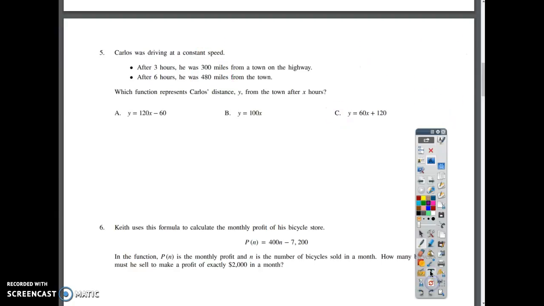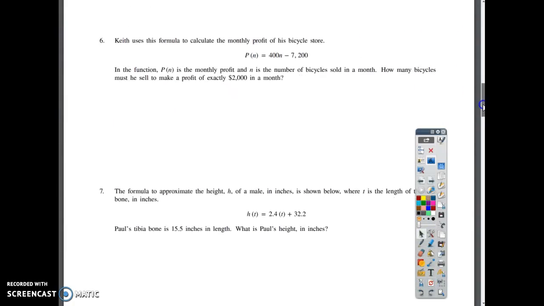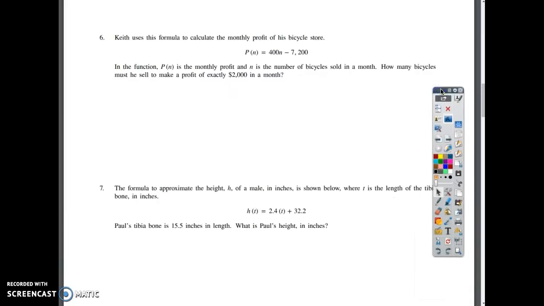Problem number 6. You can do this either on the graphing calculator or in Desmos. But let's look at this in Desmos. Let's put this equation. Don't put the comma. Put the equation in, and this is y equals. So really you're putting y equals 400x minus 7,200 in Desmos right now. And we're looking, how many bicycles does he have to sell, how many bikes, to get $2,000. So we're going to go look at that in Desmos right now.